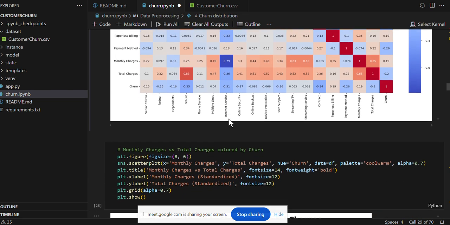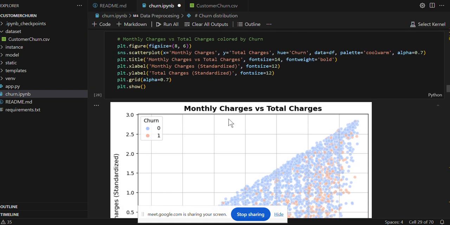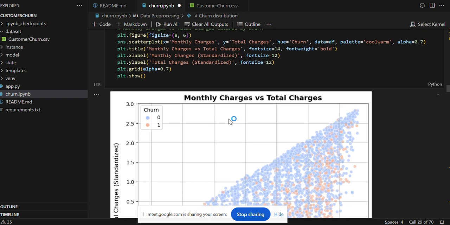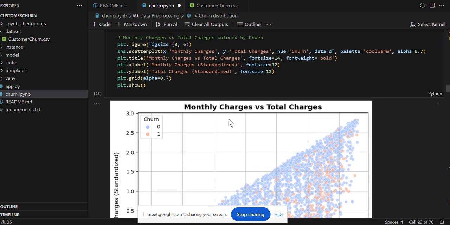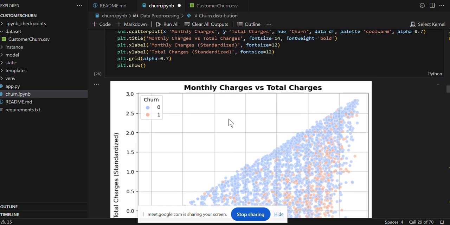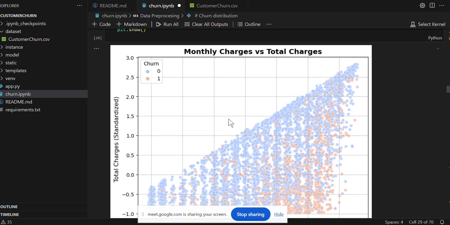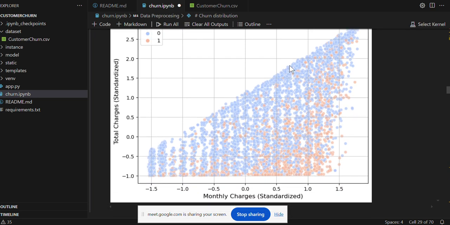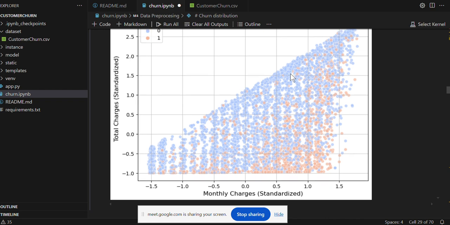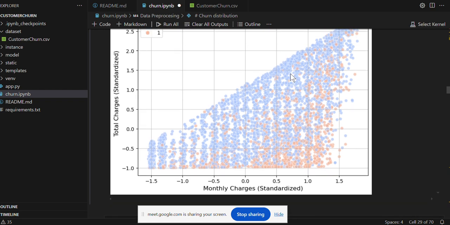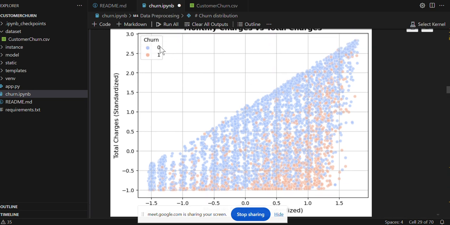So, scroll down. Here we are just looking at the scatter plot for each of the values. We are looking at how monthly charges and total charges are correlated with churn itself. The more painted it is, the more highly influential it is to churn in terms of the monthly charges or total charges. Zero is churn, one is not churn, if I remember.